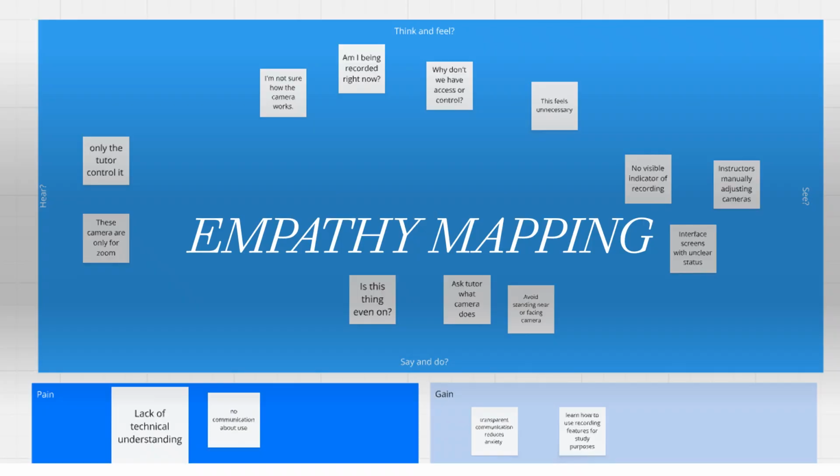Regarding this mapping, we're talking about students' reflection or feedback when they enter a class. So what they feel, what they think, what they see, what they say and do, and what they hear. For example, I'm being recorded right now. They're asking, no visible indicators of recording. Is this thing even on? Only the tutor controls it. So every student had feedback about this camera that is recording in class.